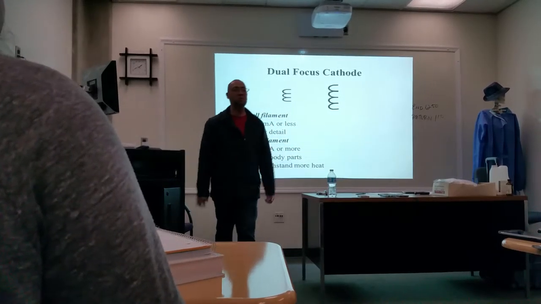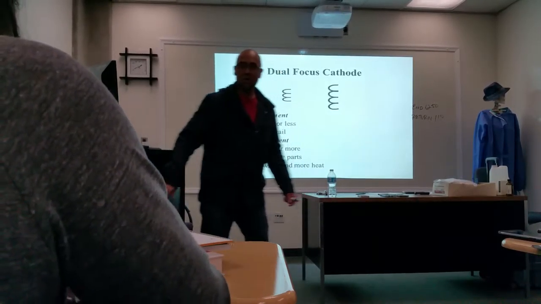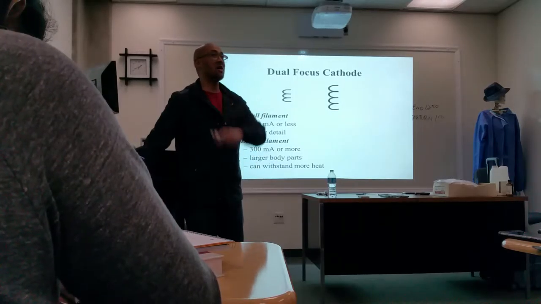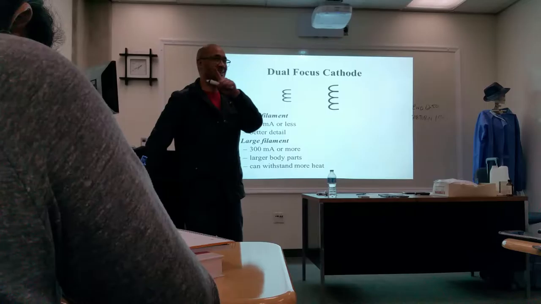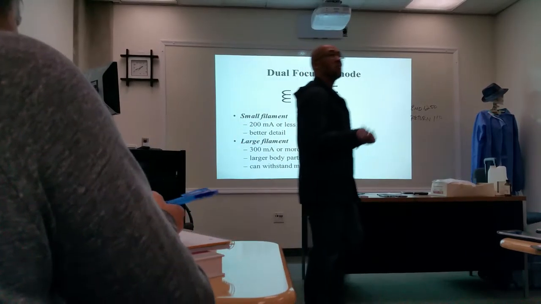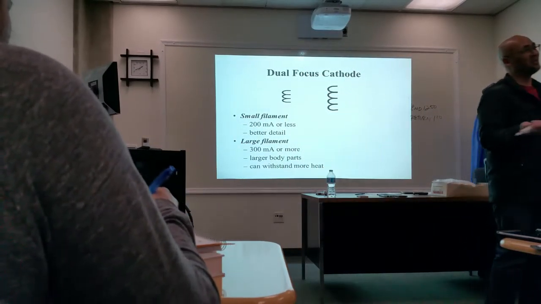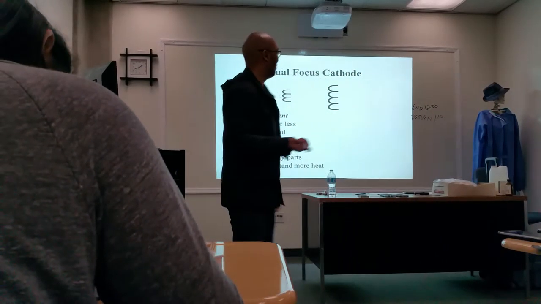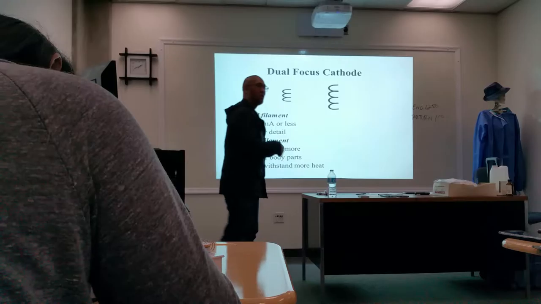So why do we have a small and why do we have a large? One for greater or lesser mA needed. Okay, you're on the right track. Larger body parts. There you go, okay? So the small is for smaller body parts and the large is for larger body parts. Yeah, plain and simple. Small for small, large for large.